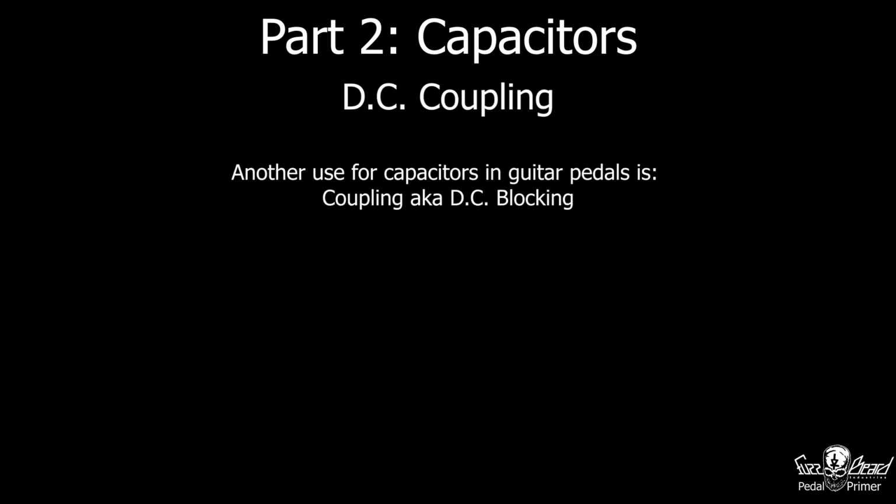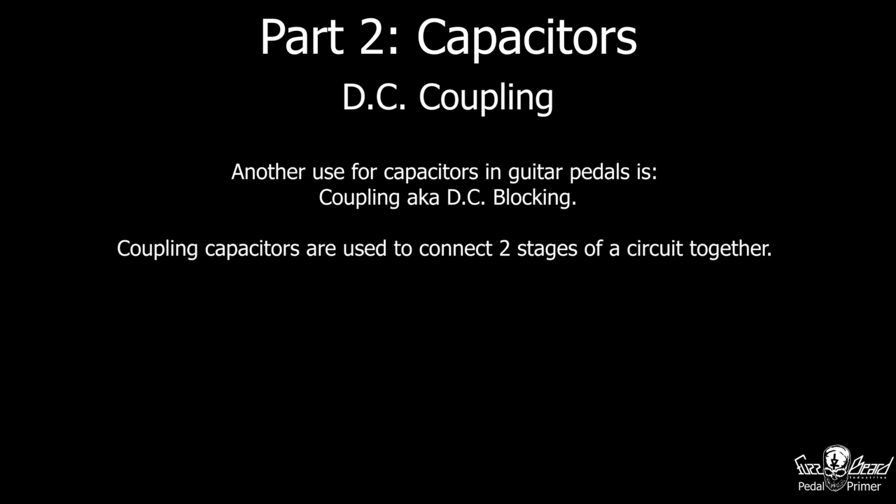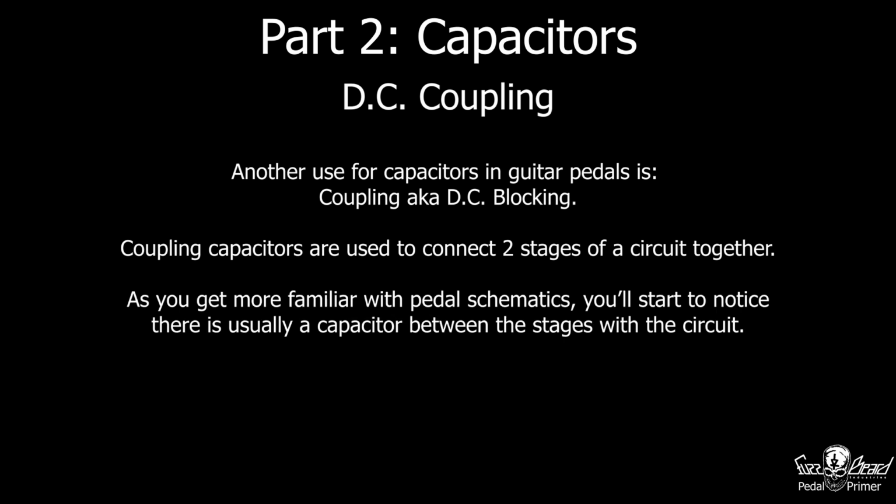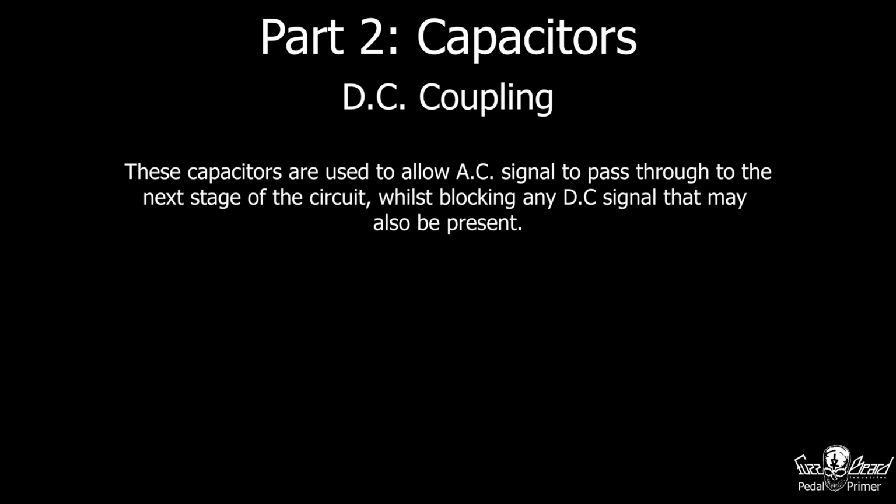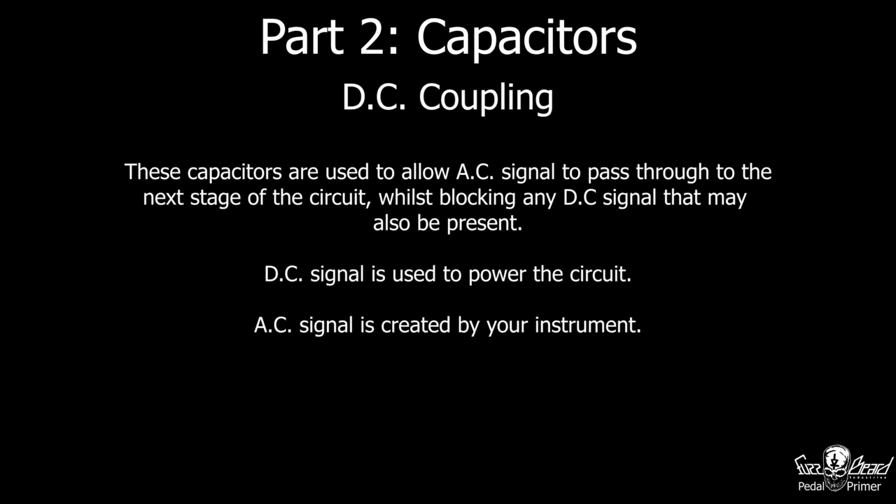Another use is coupling and DC blocking, so this is used to connect the different stages of a circuit. As you spend more time learning to understand schematics, you'll notice there is a capacitor between each stage of a circuit. These are used to allow AC signal to pass from one stage through to the next whilst blocking any DC signal. DC or direct current signal is used to power the circuit, whereas the audio signal from your instrument is in the form of an alternating current.